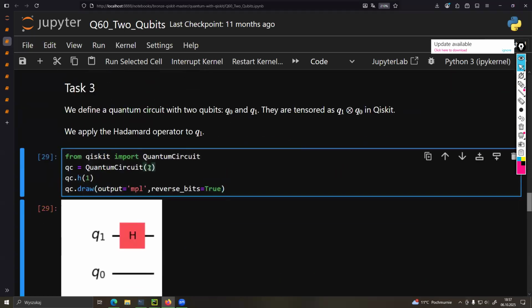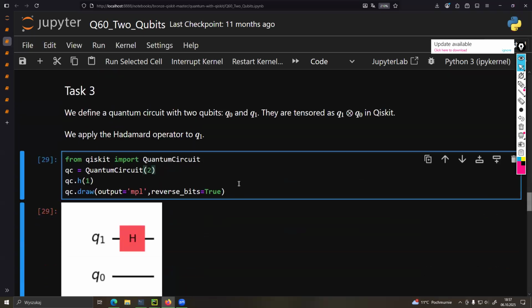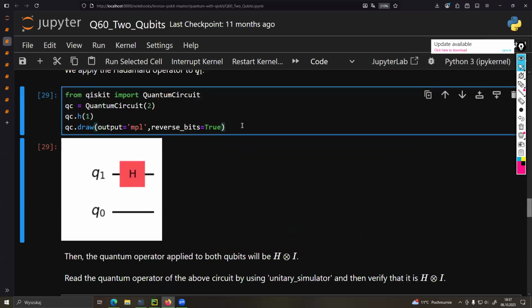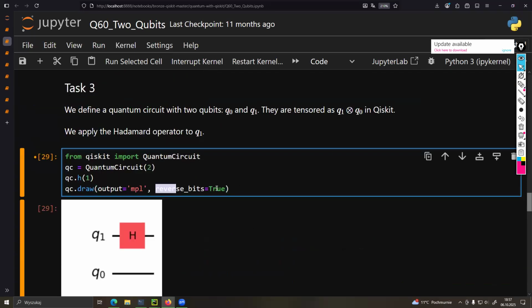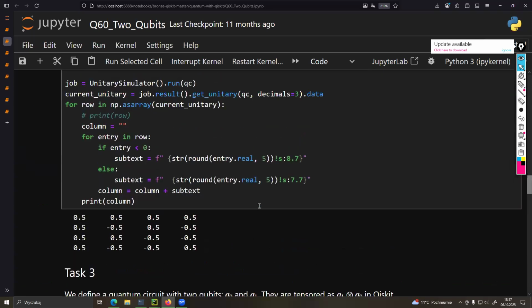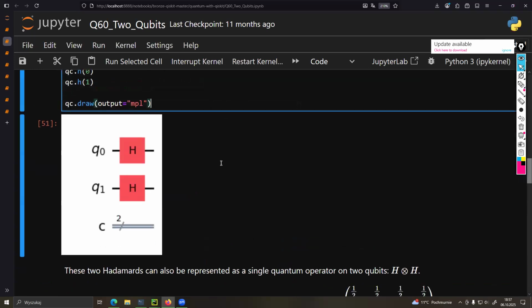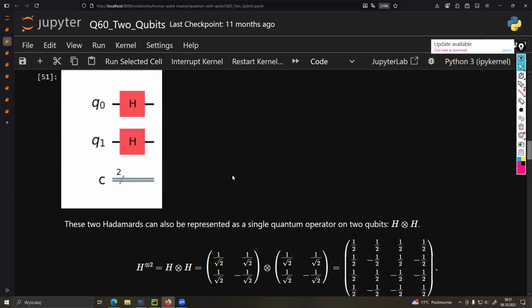So here again, we have a quantum circuit. Now we are applying another task, very simple, yet again, I have solved this. There is not much problem to it. There is a reverse bits nomenclature as well. So in terms of reverse bits, you will have some sort of a different ordering.